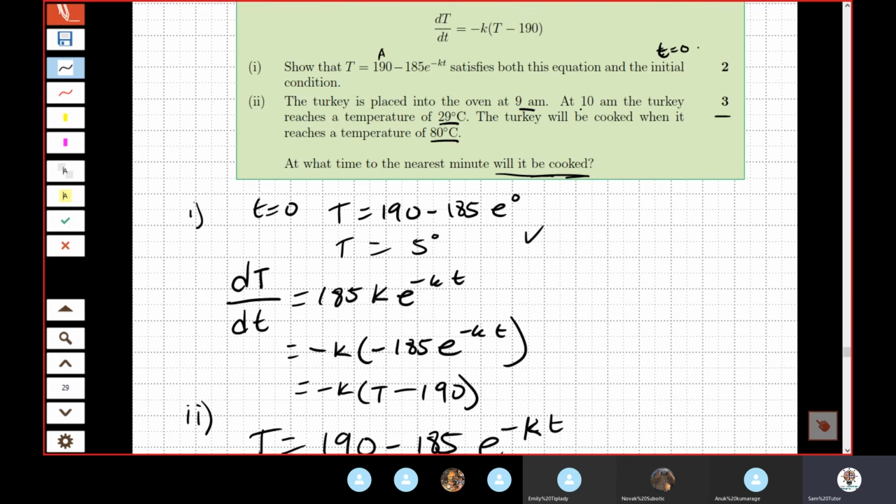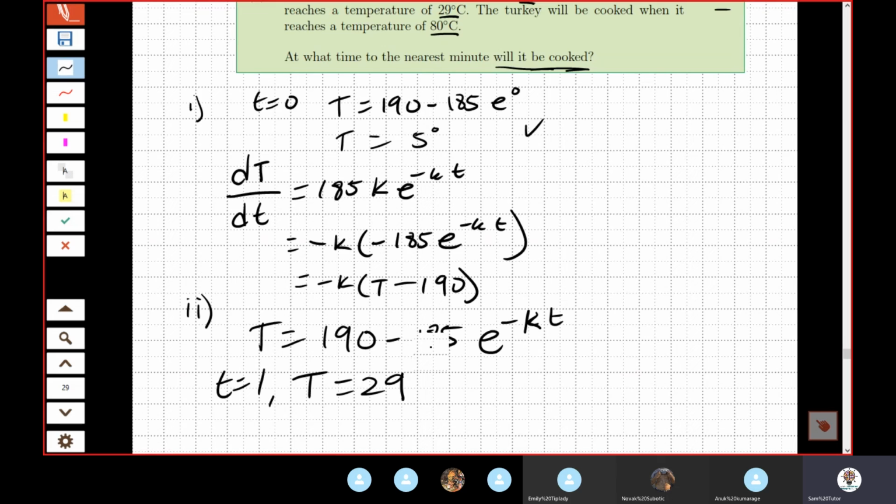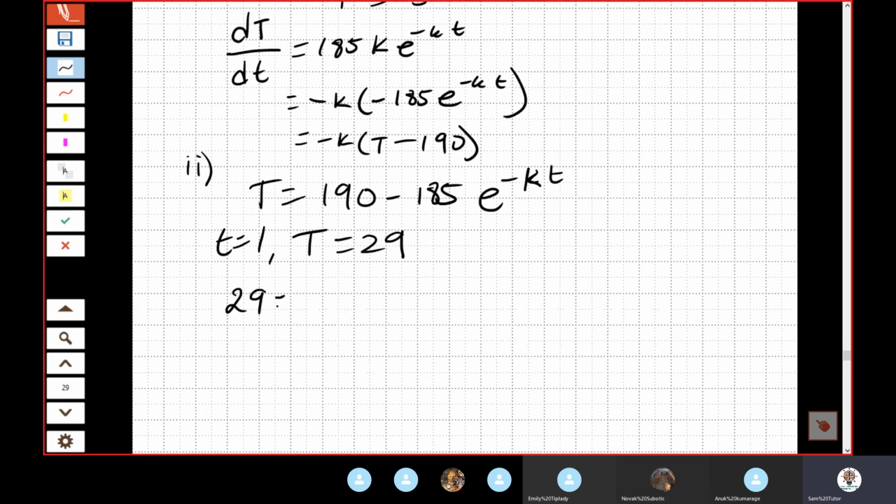Well, you know that at time is 1 hour because it started at 9 a.m. In 1 hour, the temperature was 29. So when t is equal to 1, capital T is equal to 29. Just plug it in and solve. Because you just got rid of capital T and little t, you'll solve for K. Once you find K, then it's pretty easy after that.